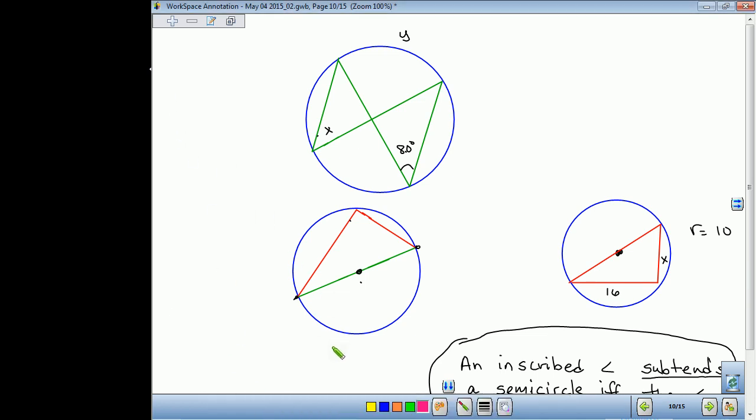Things just go together. If we look at this angle right here, do you see it intercepts this arc? Do you see that this angle also intercepts that same arc? So they're both 80 degrees. Oh, that was not opposite interior. That was supposed to be 80. So what is y? Oh, 160.